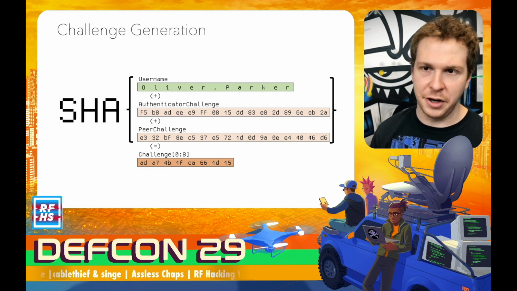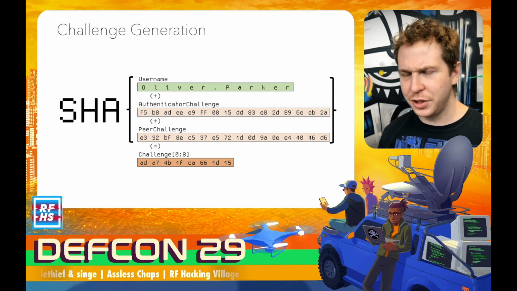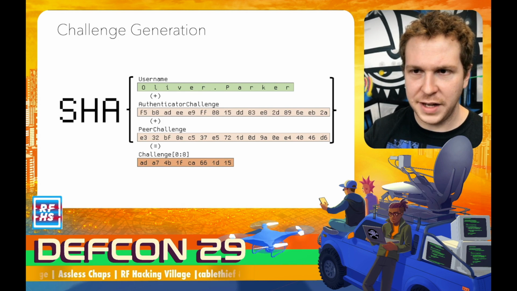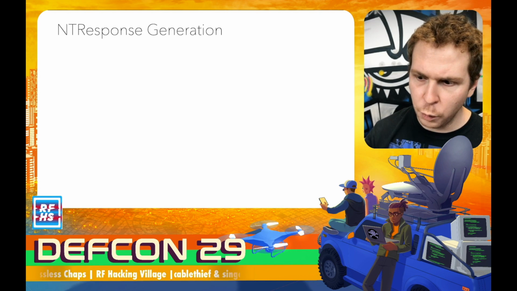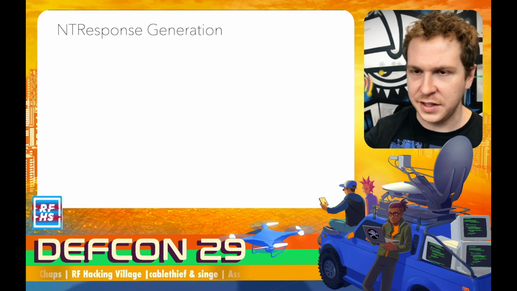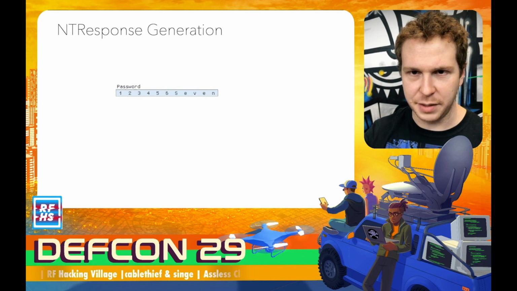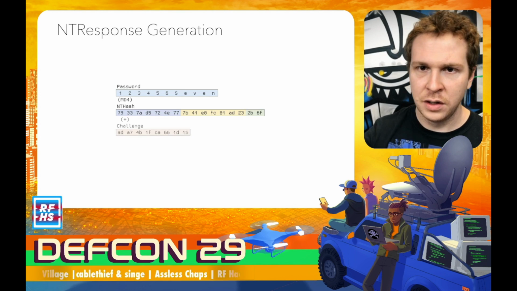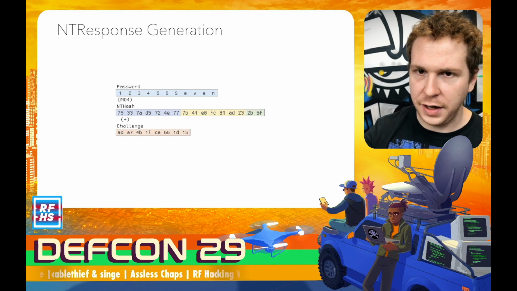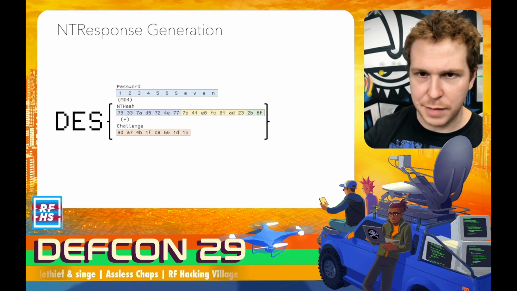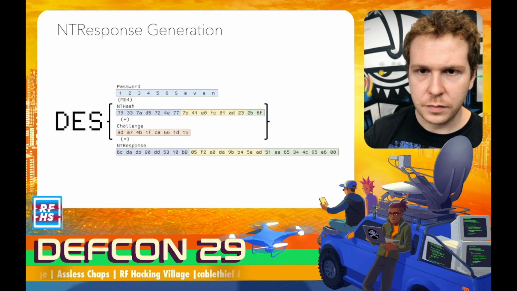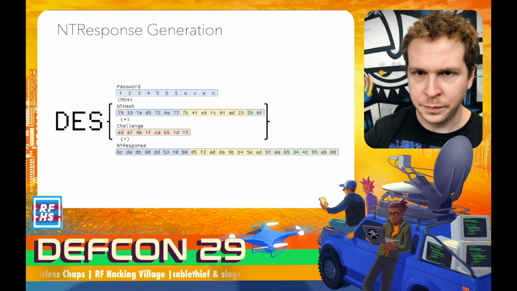So the reason I'm going through this first is I don't want to muddy up the slides with a bunch of unnecessary things. So that's how we get the challenge. With that challenge, we generate the NT response. So what we do, we take the password, we MD4 sum it, which gets us the NT hash. With that NT hash, we add in the challenge. We do some DES magic to this, which Dominic will go into a bit further. And this gets us the NT response.